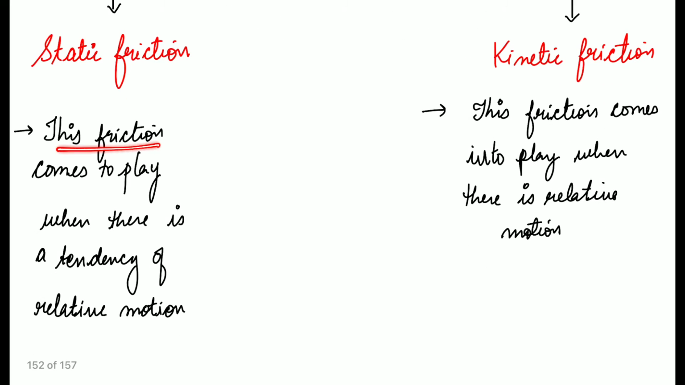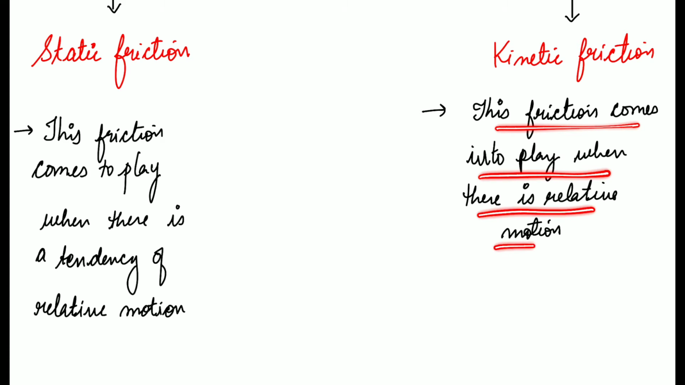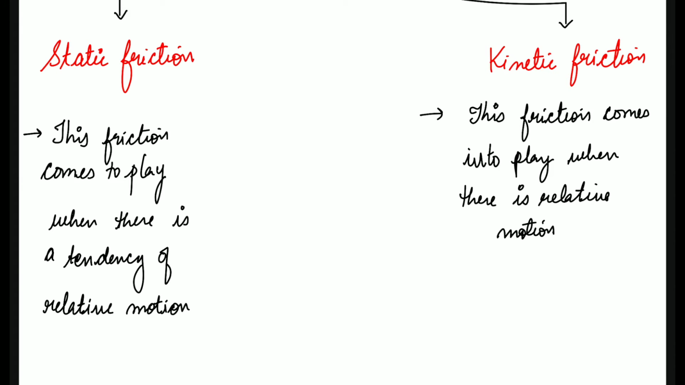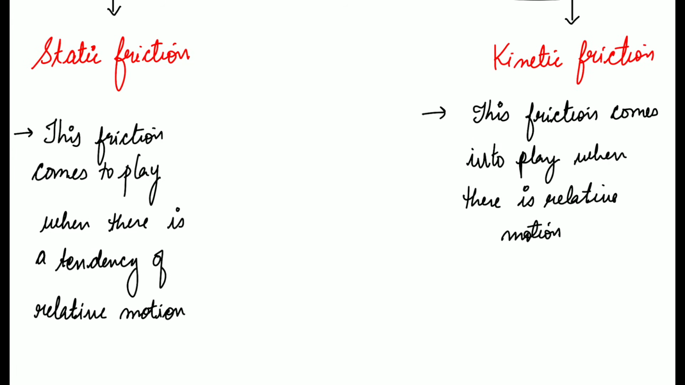Very simple. So this is a friction that comes into play when there is a tendency of relative motion. The body is at rest, but when you apply a force, there will be a tendency of the body to move. When that tendency is there, the body is going to experience a friction, which is called static friction. On the other hand, kinetic friction comes into play when there is relative motion. The moment you have applied enough force for the body to move, the friction that you experience is what you call kinetic friction. I hope that is understandable.